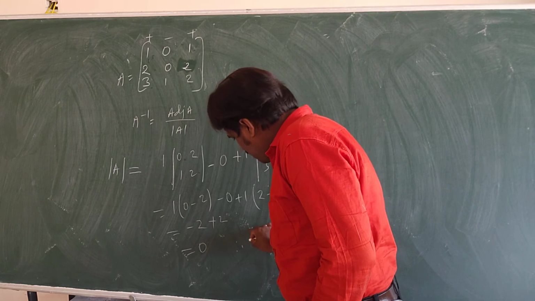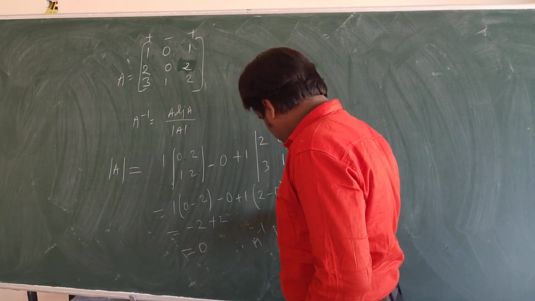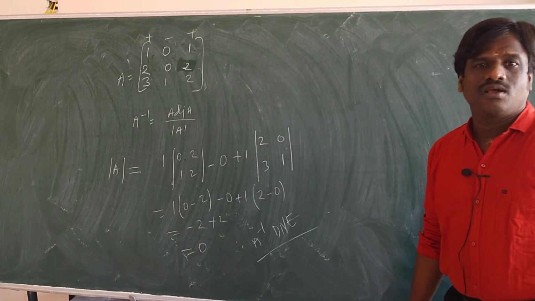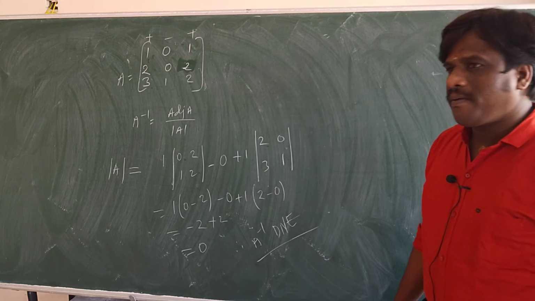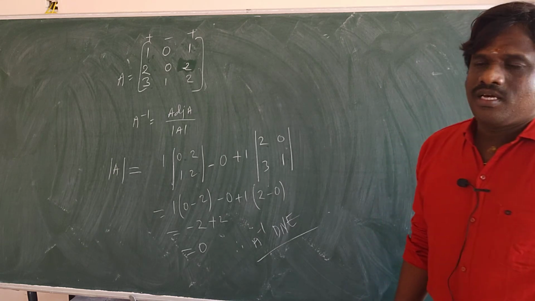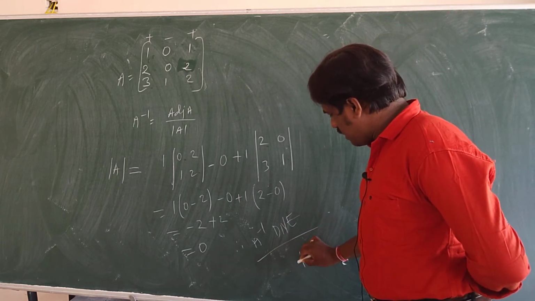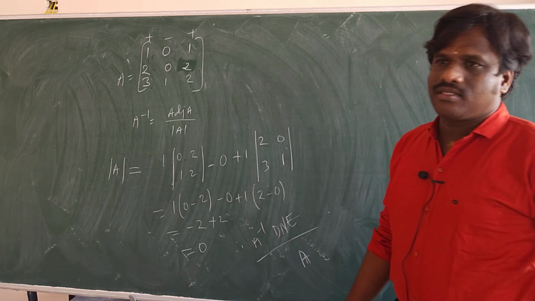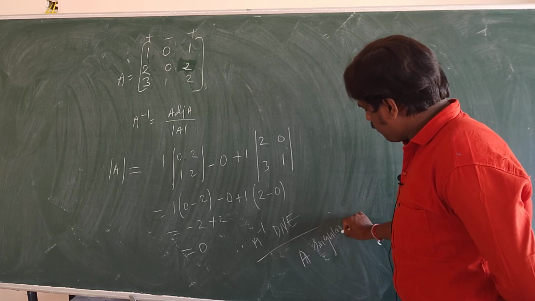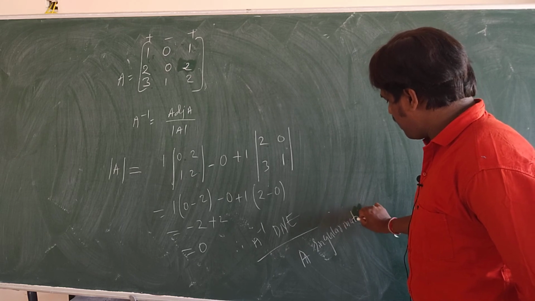Therefore A inverse does not exist. DNE. A inverse DNE. DNE means, you know, does not exist. Why does it not exist? Because A is a singular matrix. A is which matrix? Singular matrix. Now if it is a non-singular matrix, then it exists, we will find it.